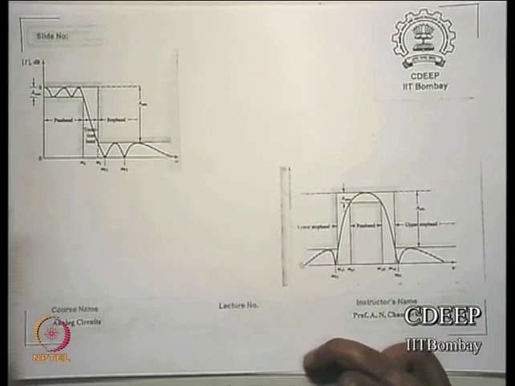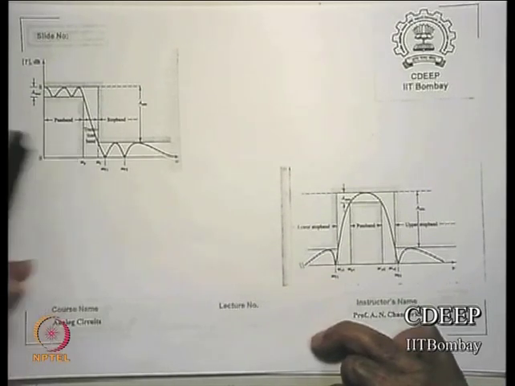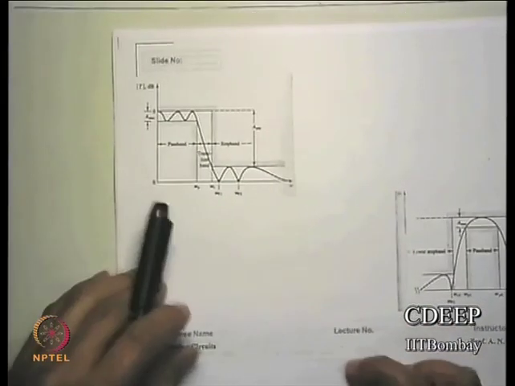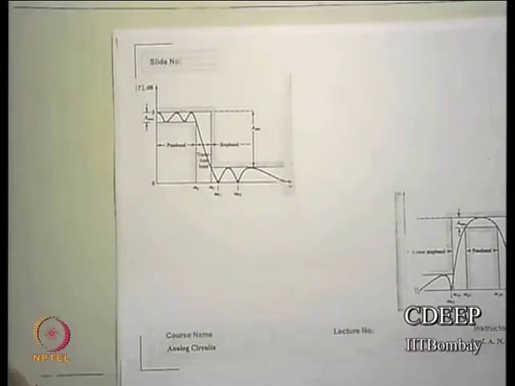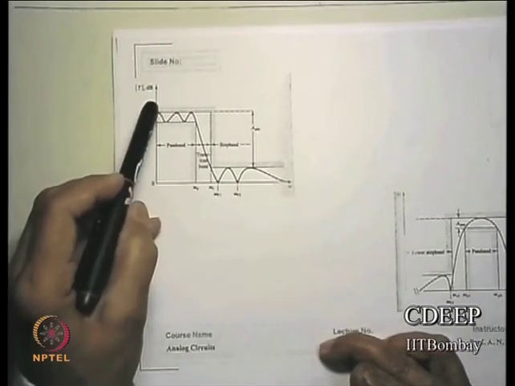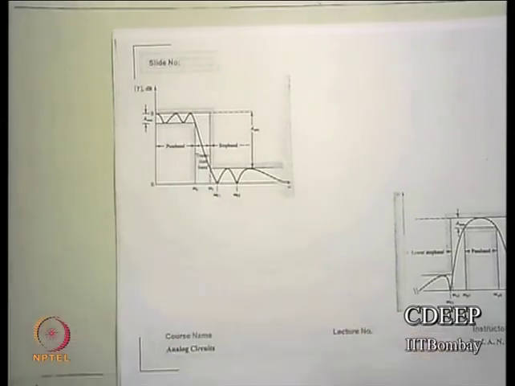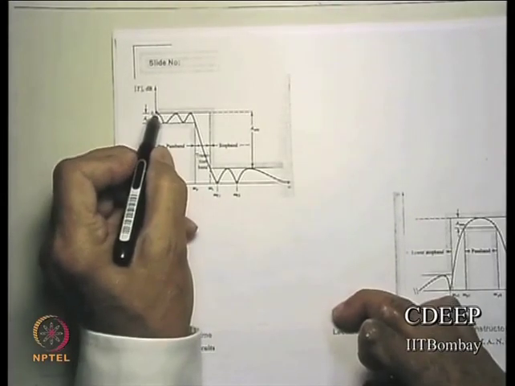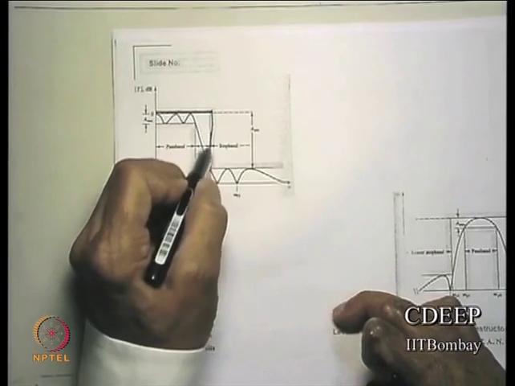Here is a typical low pass filter shown to you. Maybe I will center it first. This is typically the ideal filter. This is what I am expecting ideally.